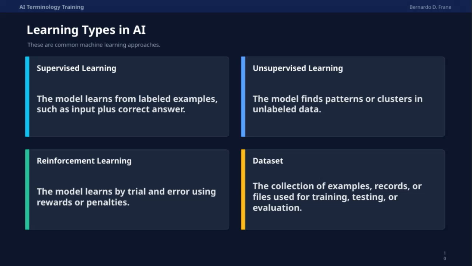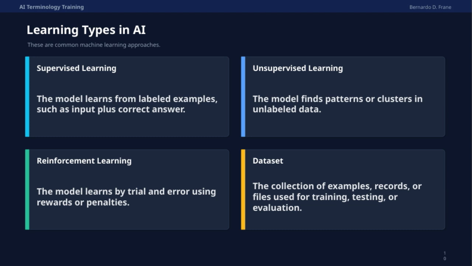Let's take a closer look at the different types of data and learning methods we use in AI. First, we have datasets, which are essentially collections of examples, records, or files that are used for training, testing, or evaluating our models. These datasets are the foundation of machine learning, because they provide the information the model needs to learn from.